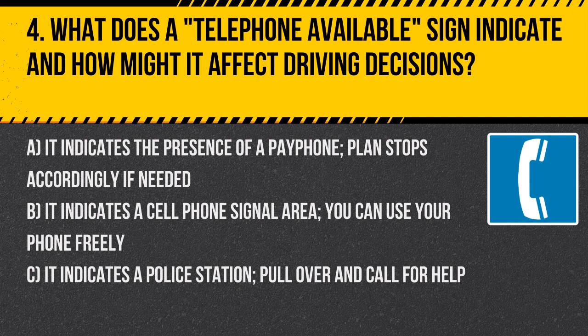B. It indicates a cell phone signal area. You can use your phone freely. C. It indicates a police station. Pull over and call for help. Answer. A. It indicates the presence of a payphone. Plan stops accordingly if needed. This sign helps drivers know where they can make a call in case of emergencies or other needs.